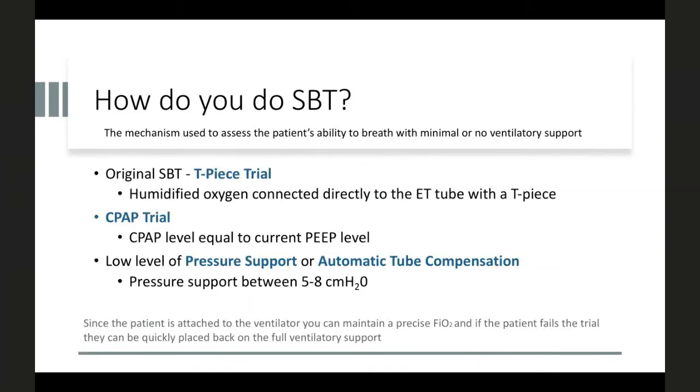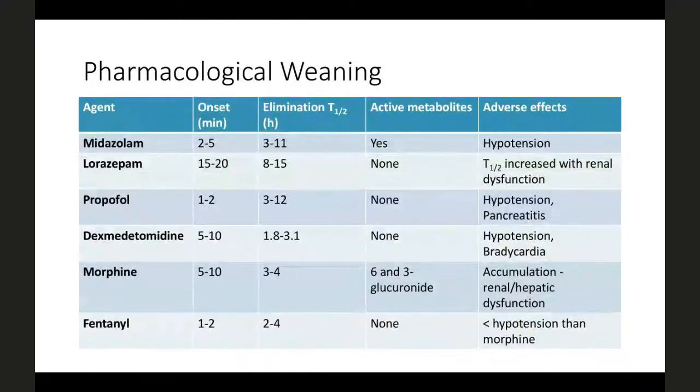Okay, the advantage is that since the patient is attached to the ventilator, you can maintain the precise FiO2, and in case the patient fails the trial, they can be quickly placed back on full ventilatory support, or you can set backup mode settings. Along with the weaning, you need to be vigilant about what sedation analgesia is going on.